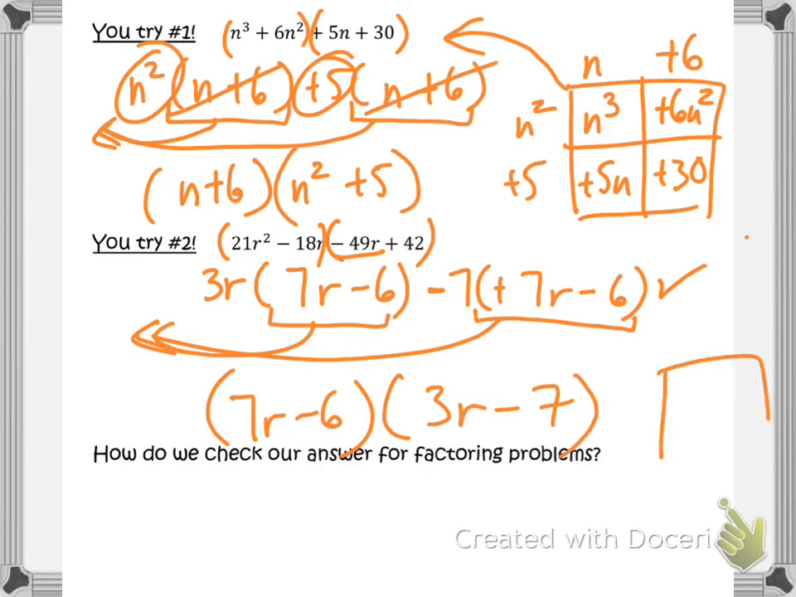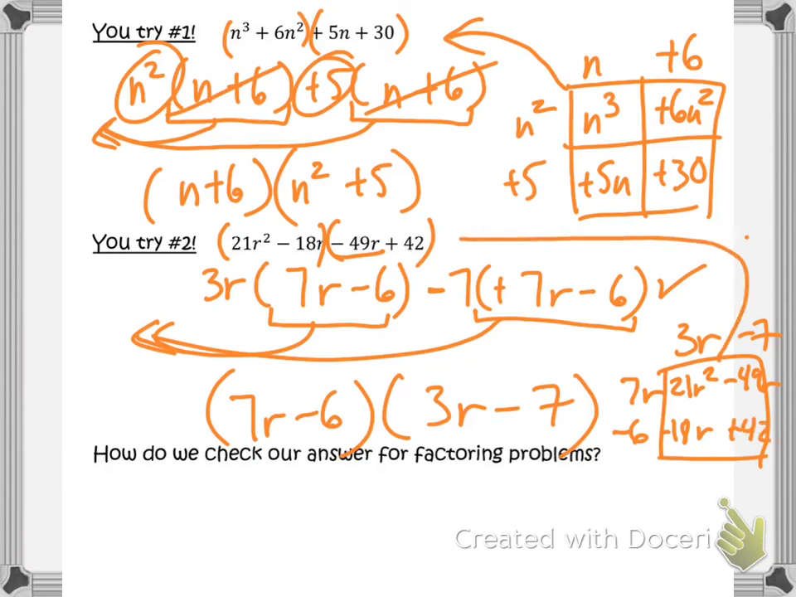Check our answers. 3r minus 7, 7r minus 6. 21r squared minus 49r minus 18r plus 42. And that is the exact same thing as this.